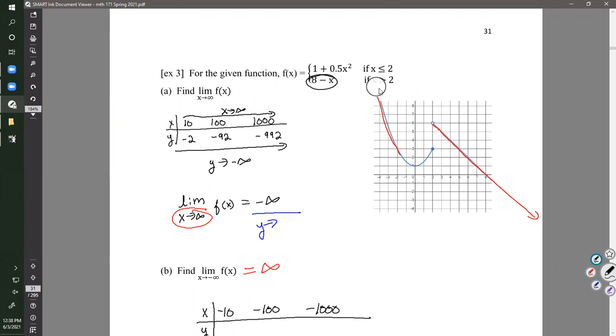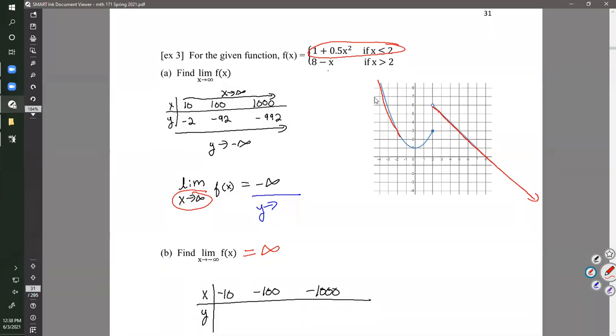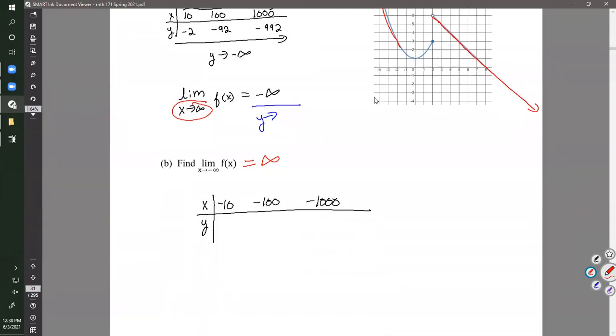I'm going to erase some of this. And you're looking at numbers smaller than 2. So since we're looking at numbers smaller than 2, we're going to plug them into that top equation. So just kind of be careful which equation you're plugging your numbers into. When we do that, we get 51, 5,001, and 500,001. So they're getting bigger and bigger and bigger.